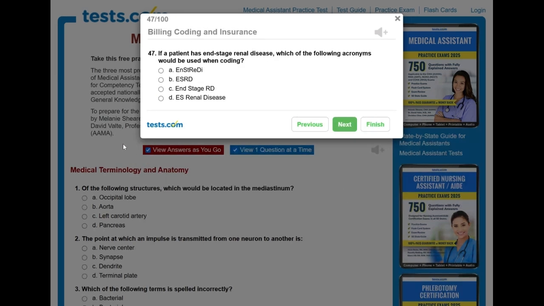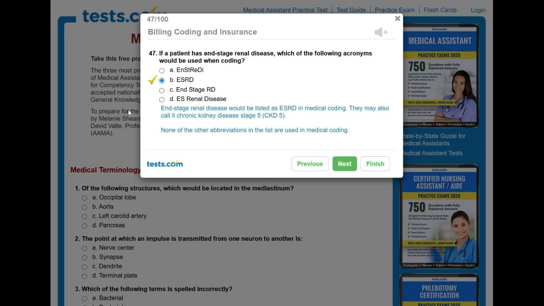Question 47. If a patient has end-stage renal disease, which of the following acronyms would be used when coding? A. ENSTREDI. B. ESRD. C. End-stage RD. D. ES renal disease.